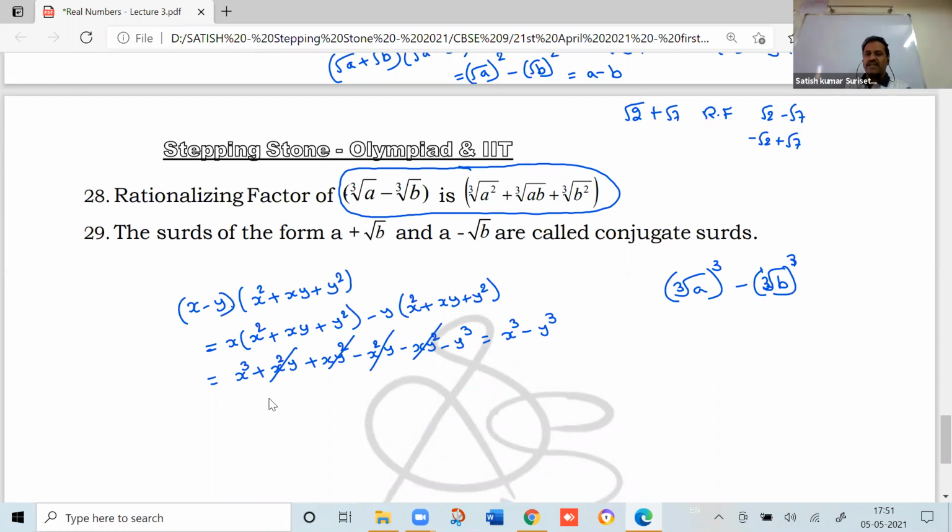Now, the cube root of a whole cube is a, and the cube root of b whole cube is b. So a minus b, which is a rational.